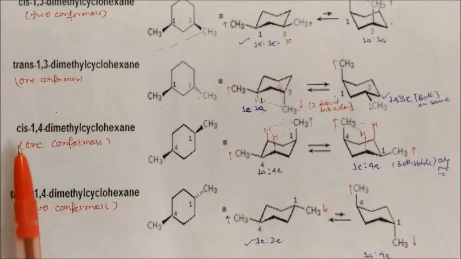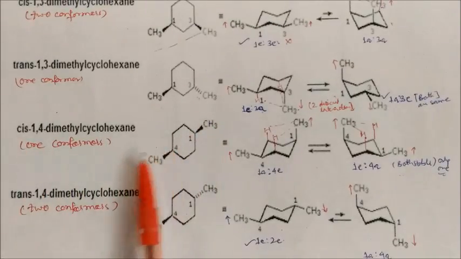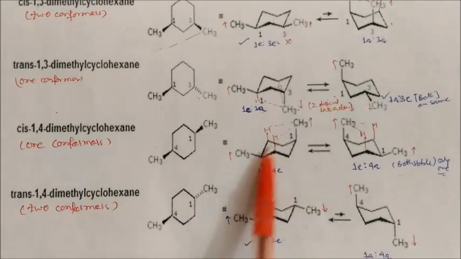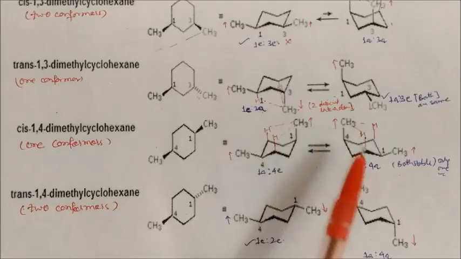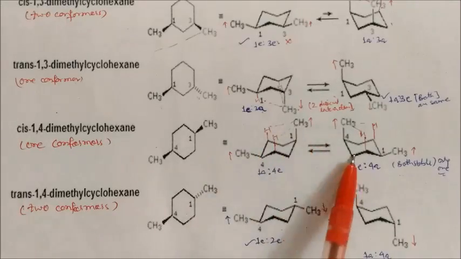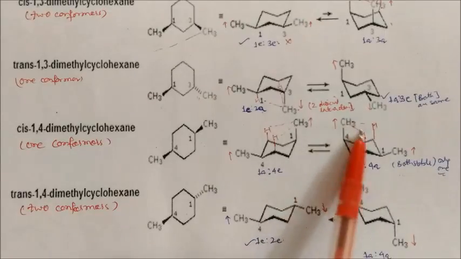Now if you draw cis-1,4-dimethylcyclohexane, this is again one up position to another up position. So in the chair form, one up, one up. This is interacting with the two hydrogens. Similarly, if you flip it, this becomes axial and this becomes equatorial. So again, it has only one conformer, interacting with the two hydrogens.